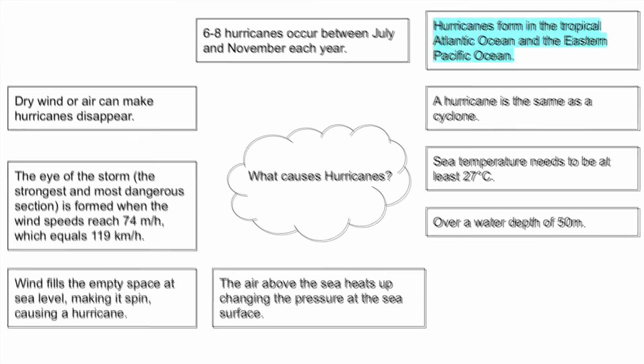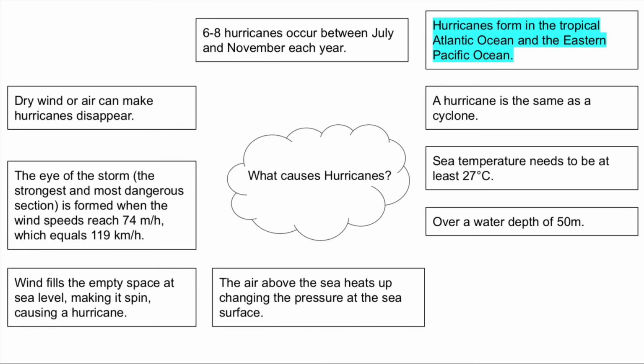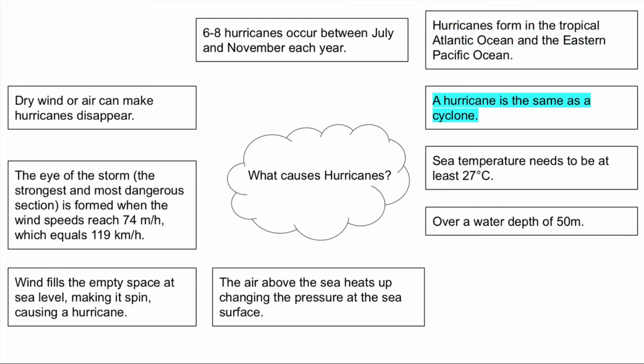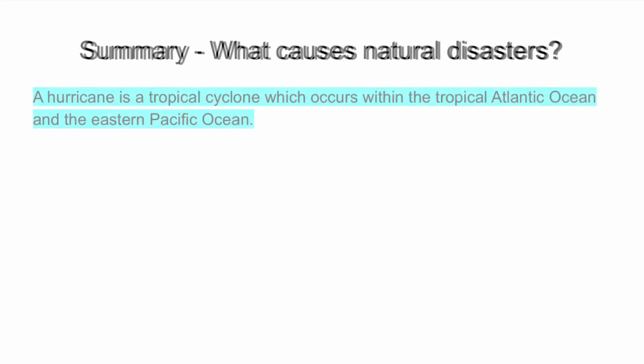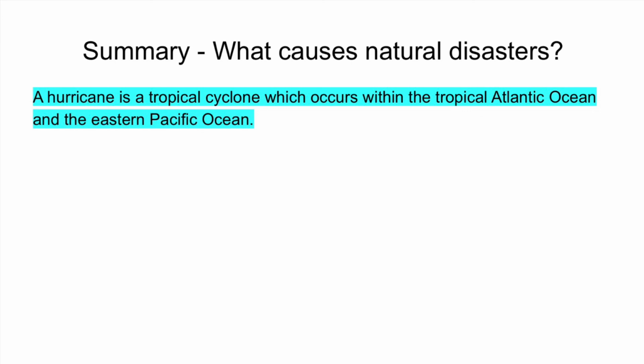Turning back to our mind map, our first point says, hurricanes form in the tropical Atlantic Ocean and the eastern Pacific Ocean. We can combine this with our second point of, a hurricane is the same as a cyclone. Together, these can be written into our summary as, a hurricane is a tropical cyclone which occurs within the tropical Atlantic and Eastern Pacific. You may now go off and complete this activity independently.